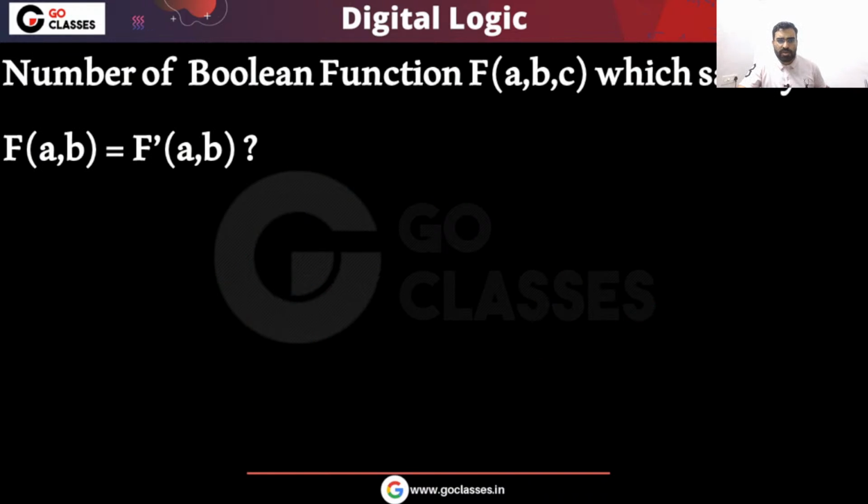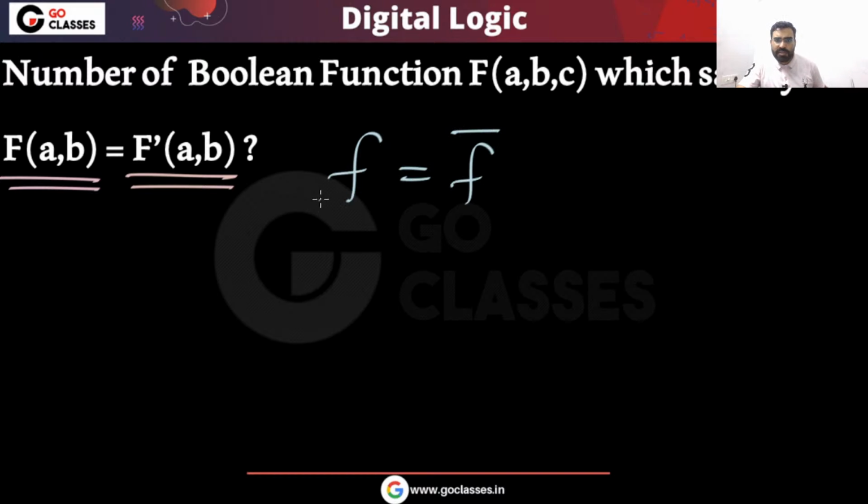What is the answer for this question? How many functions will satisfy this property? f(a,b) is equal to f complement(a,b), meaning f is equal to f complement. How many functions will satisfy this property?